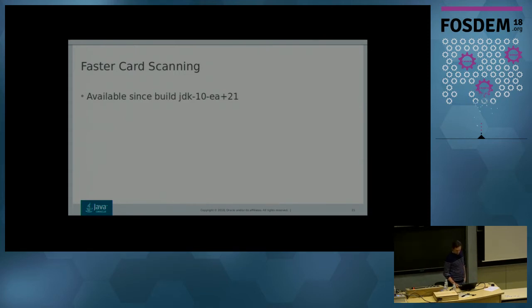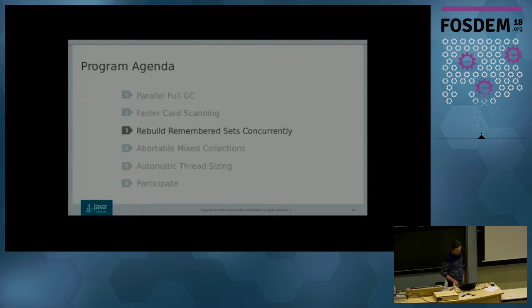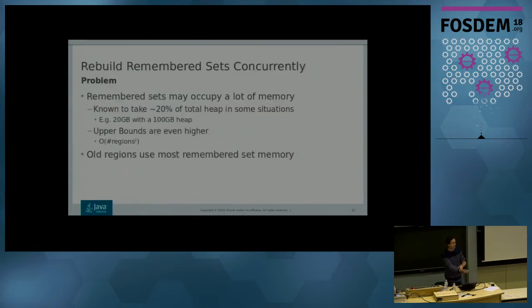Now let's get to what we have been working on lately, and that's not in JDK 10. First one is what we call rebuilding the remembered sets concurrently. So there's a problem with G1, and that's the remembered set. They take a lot of memory. We've known instances where 20% of the total heap size is taken just by the remembered set. Like if you have a 100 gig heap, the remembered set takes 20 gigs, which is bad. The upper bounds are actually even higher because this is an O(n squared) of the regions relation.